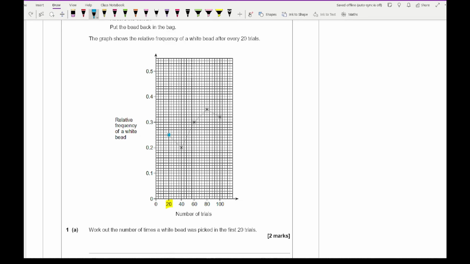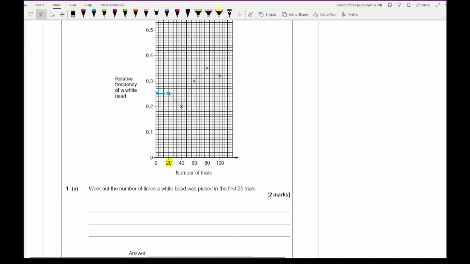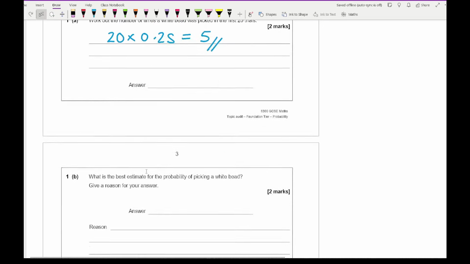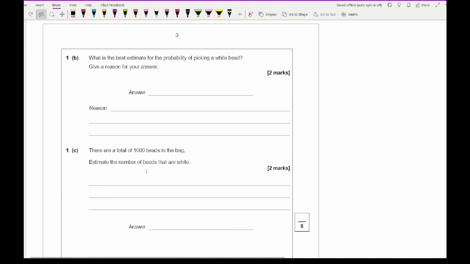Now here the relative frequency is roughly about 0.25. So then all I need to do to work out the frequency is do the number of trials times by the relative frequency, which is 0.25, and that gives me an answer of 5. Moving on to 1b, it says what is the best estimate for the probability of picking a white bead? Give a reason for your answer.